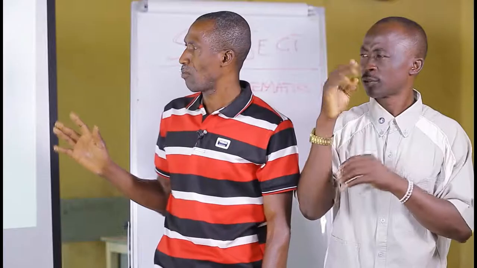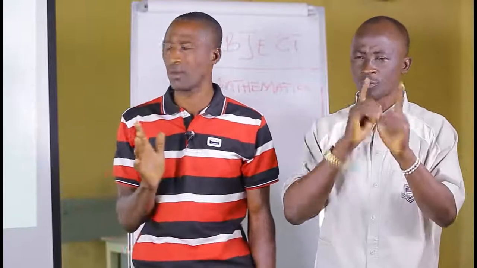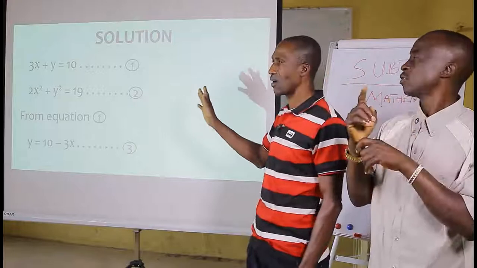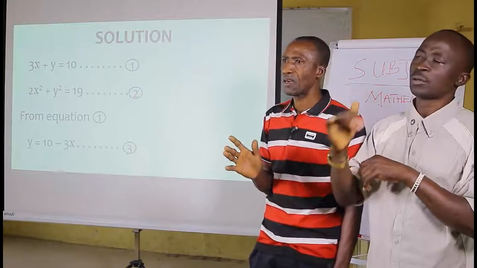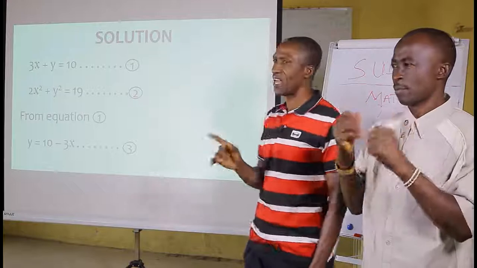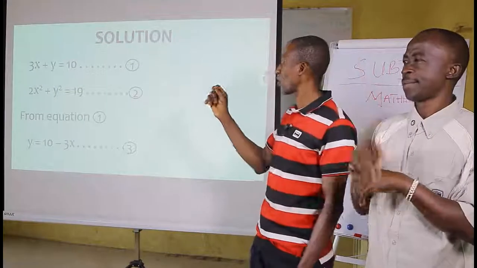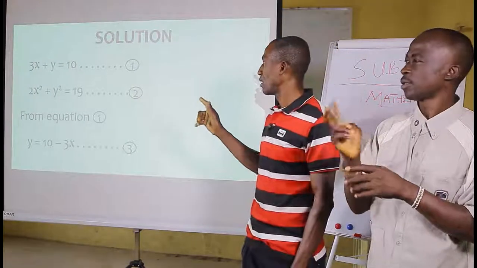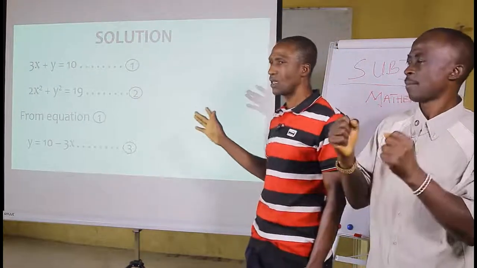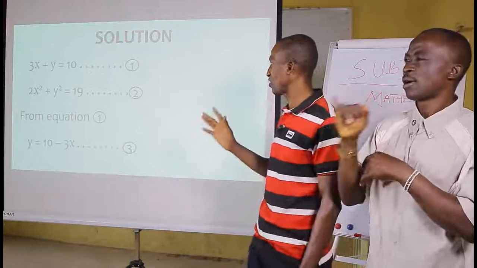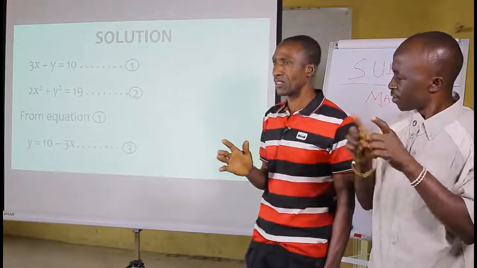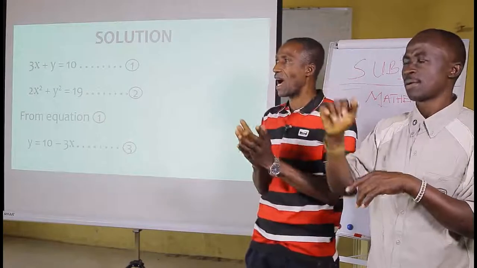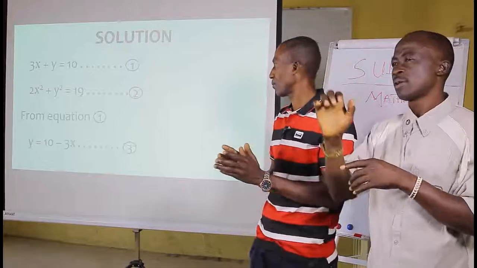Now, before we go to solution, I want you to note, my dear student, if you look at the two equations, the first one is linear. Why is it linear? Because the power of the two variables there is one. So that is why we call it a linear equation. But when you look at the second equation, the highest power of x is 2, and that of y is also 2. So it is described as the quadratic equation. That is why we tag the topic linear and quadratic equation.